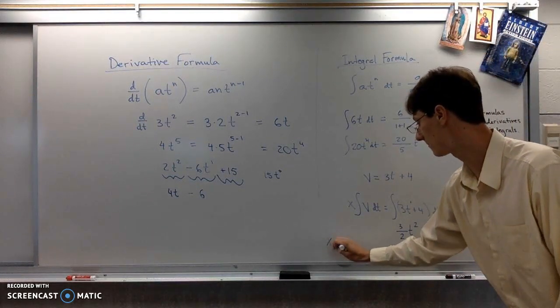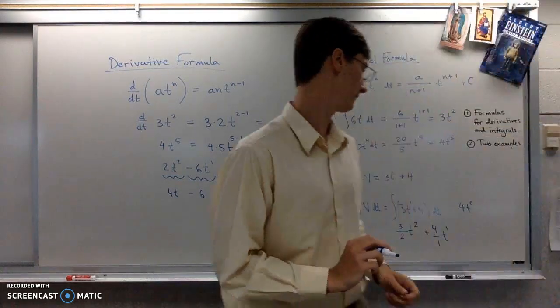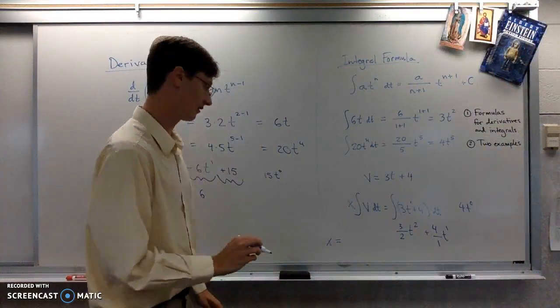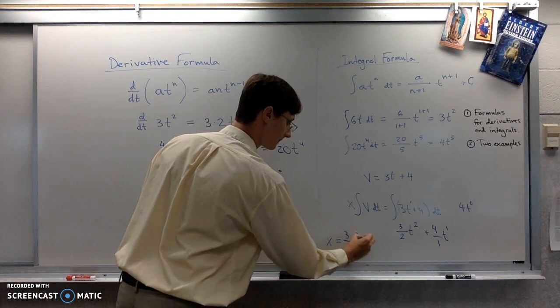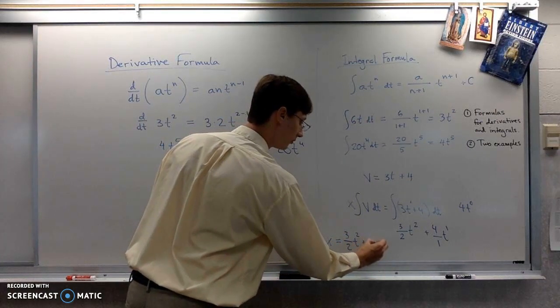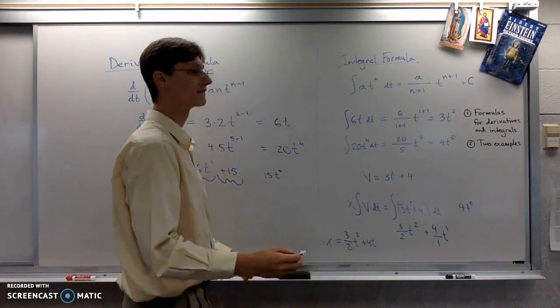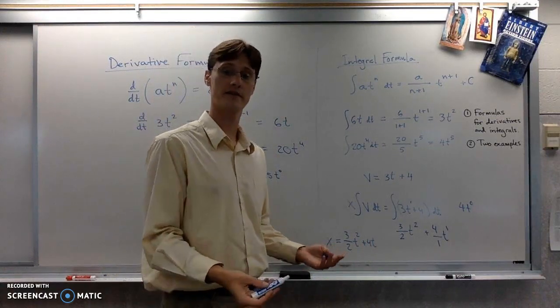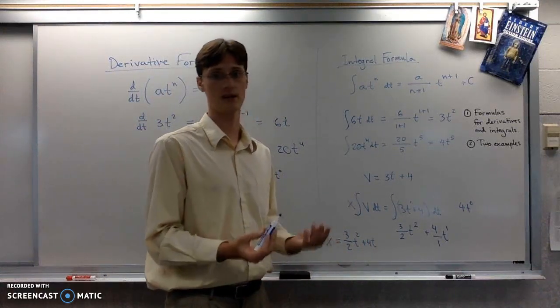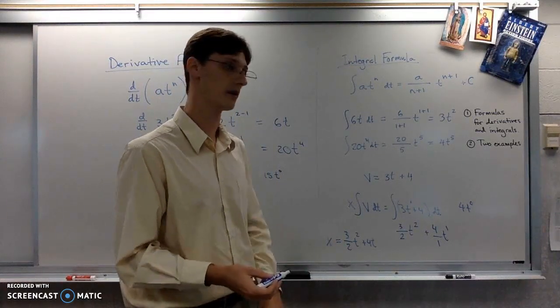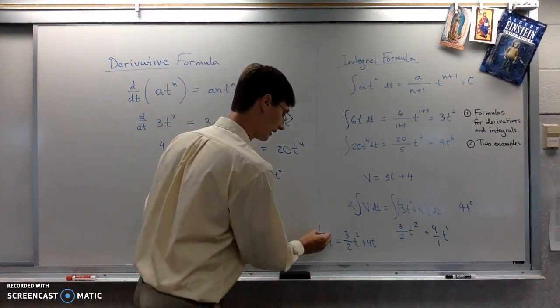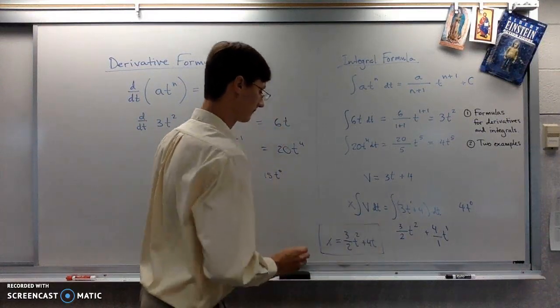So that means that my position function, if that's my velocity function, is 3 halves t squared plus 4t plus whatever the initial position of the object is, which is probably going to be 0 most of the time, at least for this class.